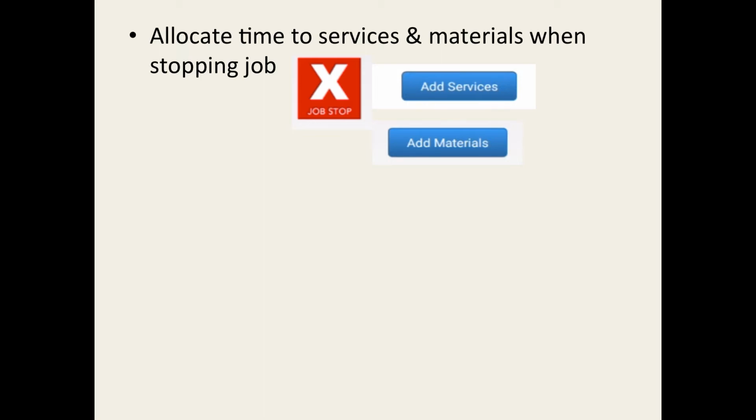You must allocate services within the job that you're on. You'll be prompted to do this when you hit the job stop icon. If materials are used, you must list those after stopping the job. Before driving to your next job, start your next job to allow drive time to be allocated to a job and not have dead time throughout the day.